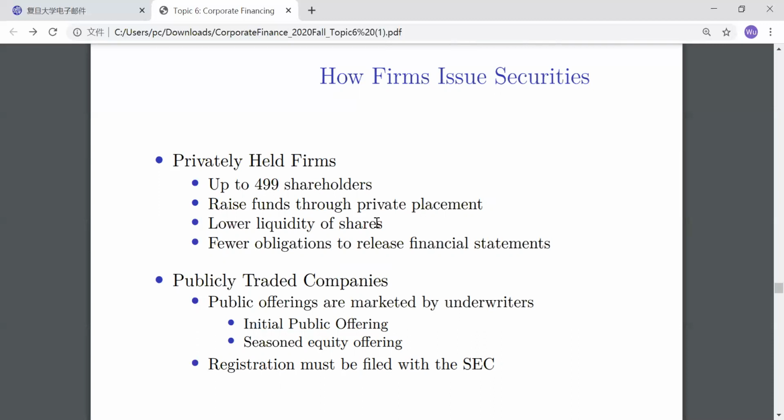Now, the good thing is that if you're a public firm, the public offerings are marketed by underwriters. So you can do an initial public offering and a seasoned equity offering. The scale of financing is much larger, right? And then registration must be filed with the SEC.